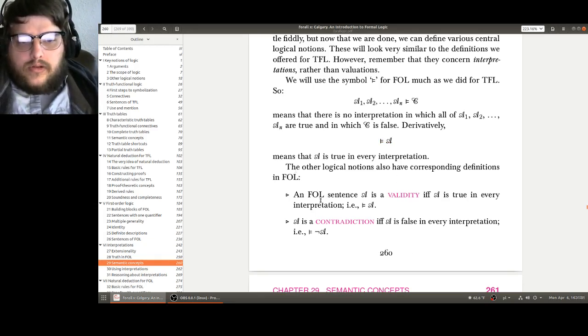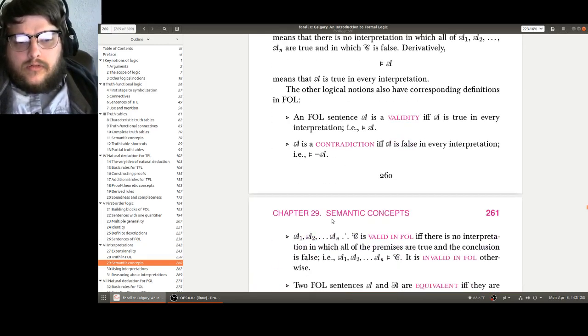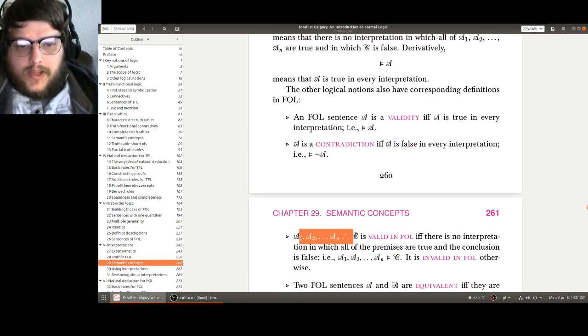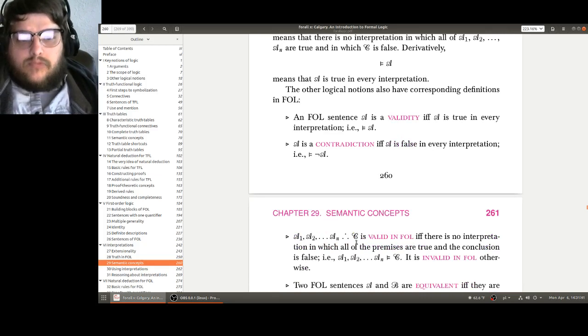So we have all kinds of other corresponding notions from TFL that carry over to first order logic without trouble. Instead of the word tautology, we have the word validity. A sentence is a validity if it's necessarily true. It's true without any assumptions, just like a tautology was. It's true in every interpretation. Contradiction means it's false in every interpretation. We use that word in TFL as well. This argument is valid in first order logic means there is no interpretation for which the premises are true and the conclusion is false, just like what valid meant in TFL. And invalid means otherwise. That is, there is an interpretation which makes the premises true and the conclusion false. That would be an invalid argument.